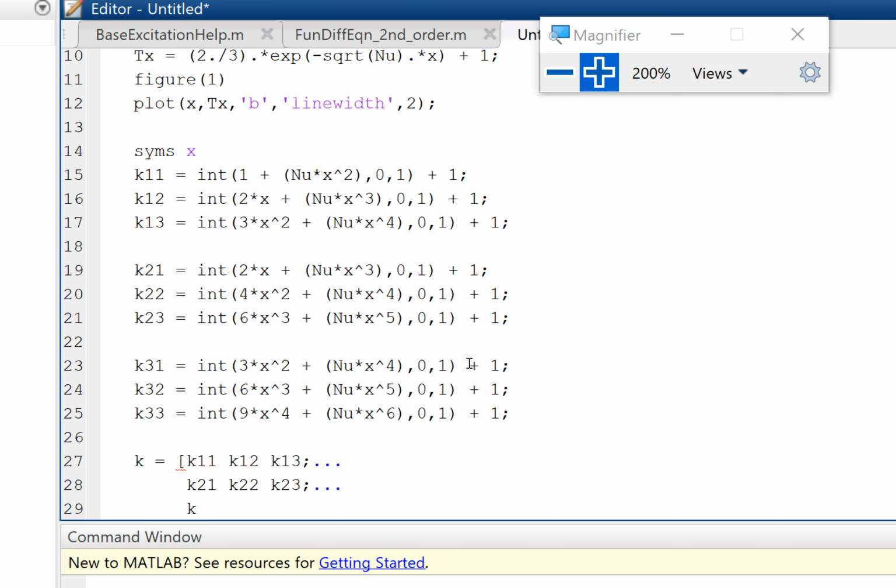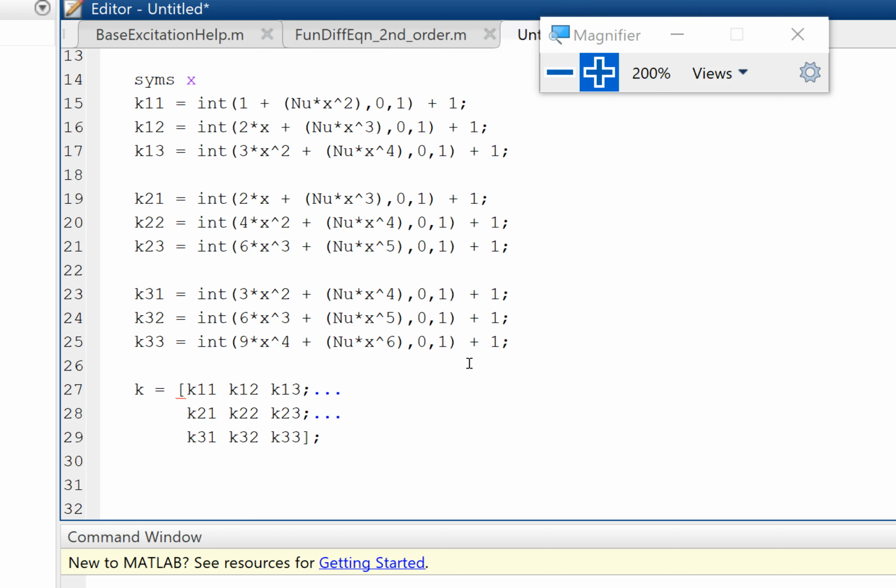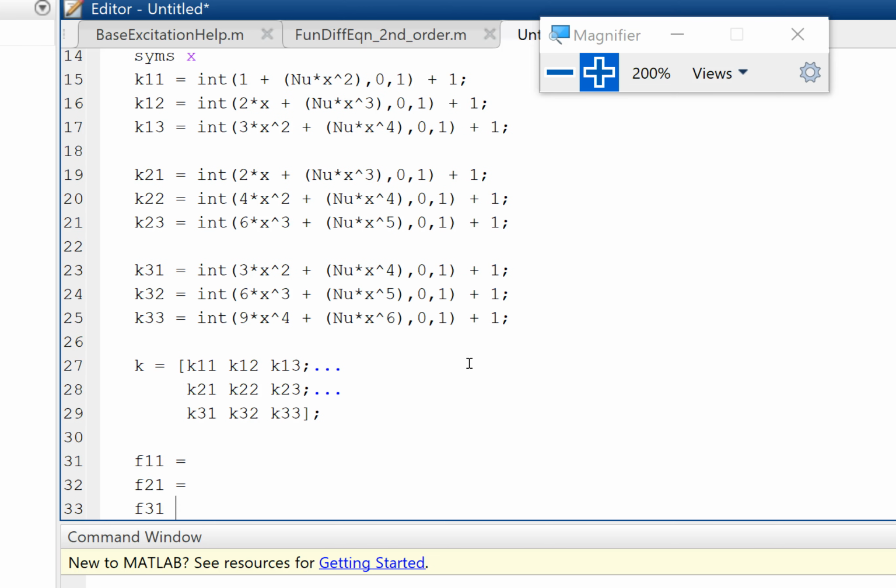I enjoy doing this because it's challenging, but in the end, it makes sense. I hope. In my mind, it made sense. I don't know if in your mind it makes sense. We can do that after. So F11, F21, F31.